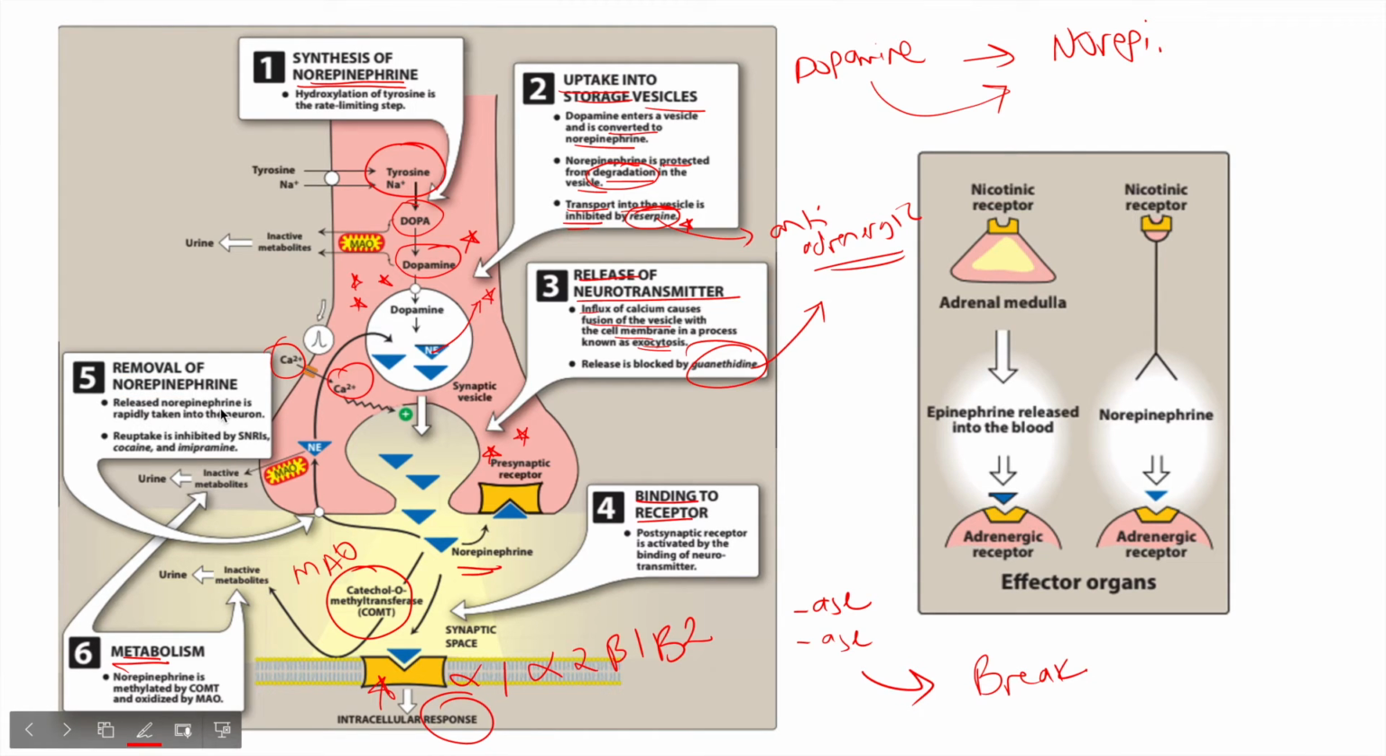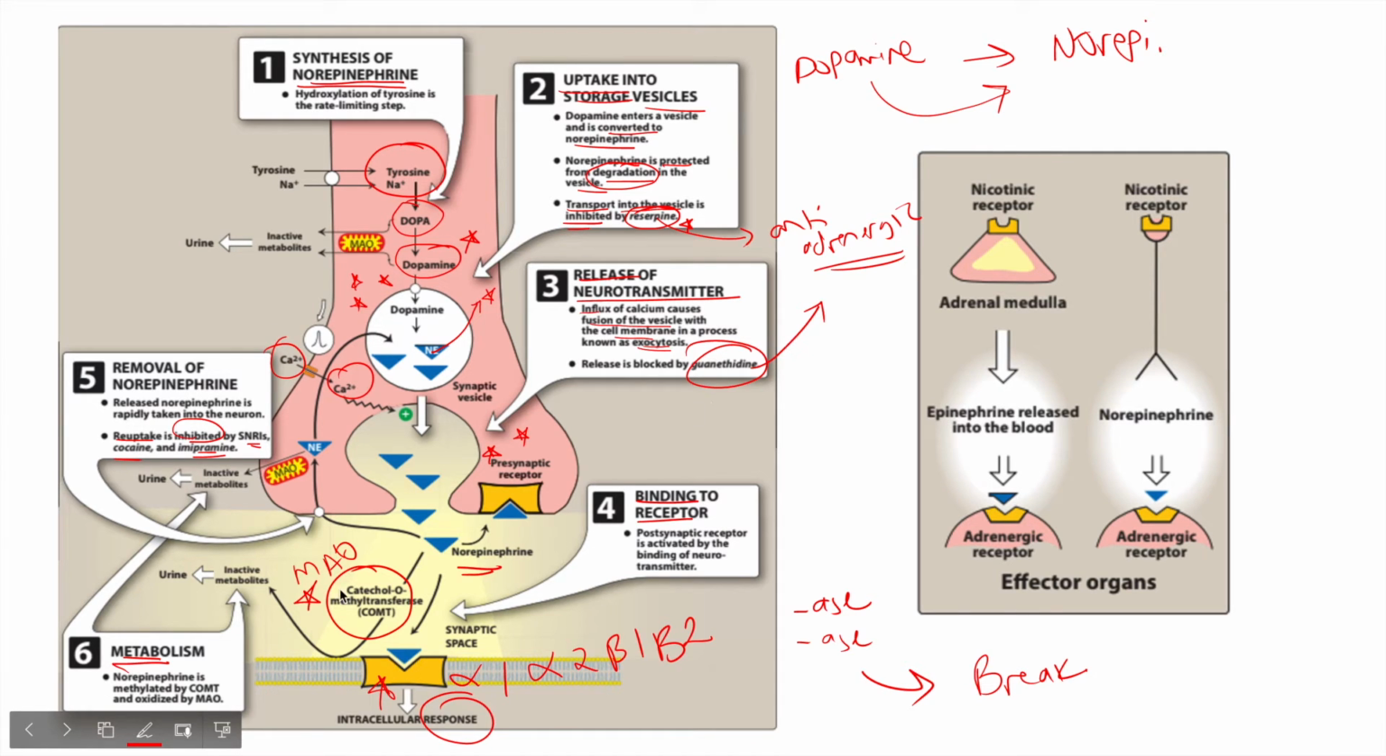So when the released norepinephrine is rapidly taken up into neurons, we know that in that area there are some good people waiting, such as when the reuptake is inhibited by SNRIs, cocaine, and the other drugs. Now what are these drugs? These drugs are pro-norepinephrine. They're going to allow norepinephrine to remain in the synapse. They will fight these cops right here and prevent the breakdown of norepinephrine, and it will help attach it to the intracellular response by increasing its concentration.